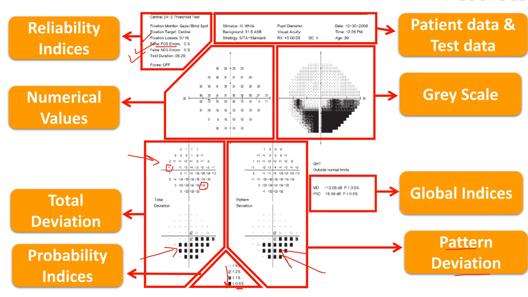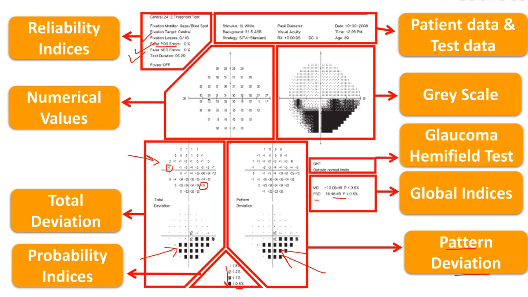These are the global indices. The mean deviation is the mean of all values, calculating the summation of all values divided by their number in order to come up with a single number that represents the total deviation from normal. And the pattern standard deviation represents the localized defect, as in glaucoma. So this will be helpful for follow-ups.